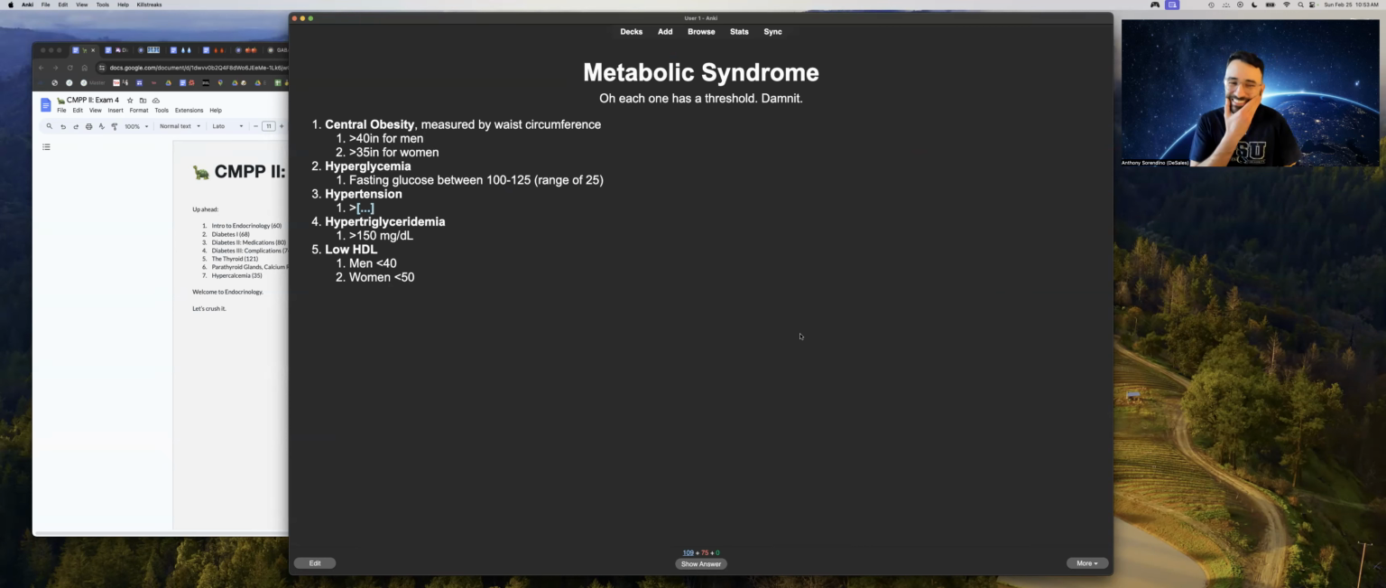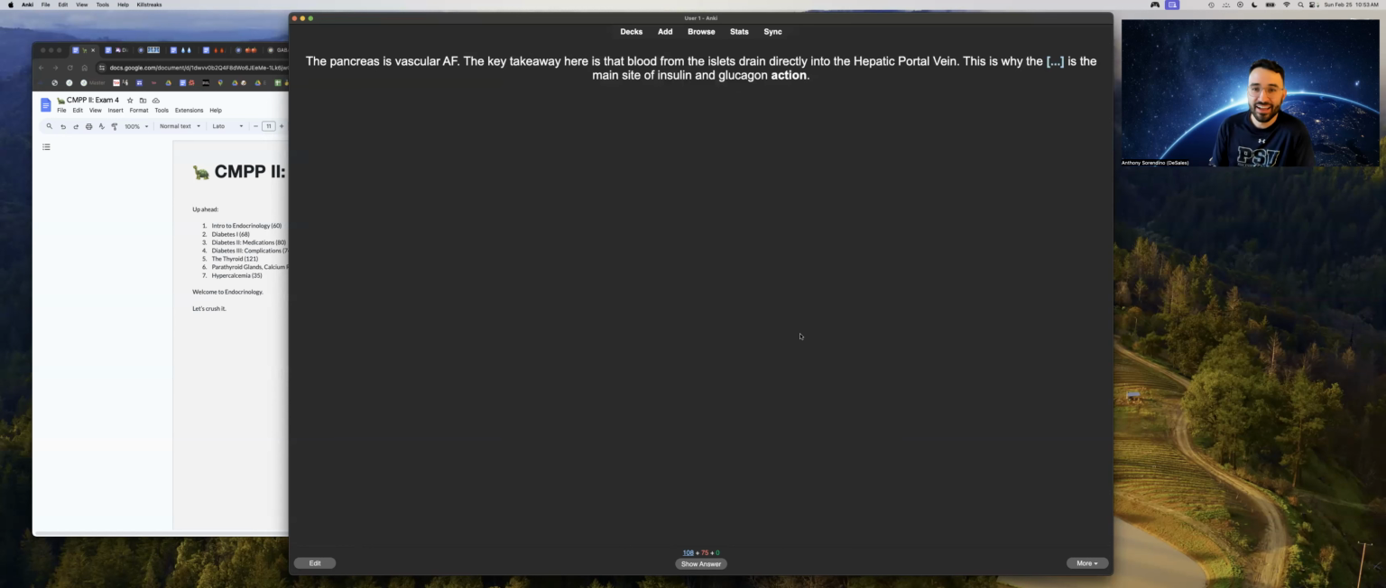What arbitrary hypertension number are we worried about? At what point? Always 130 over 85. Yes, let's go. That's crazy. This is why the blank is the main site of insulin liver.